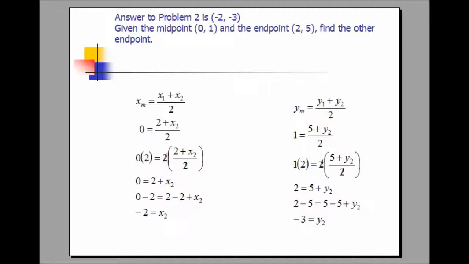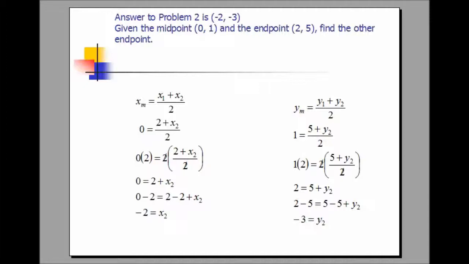We substitute into x sub m equals x sub 1 plus x sub 2 over 2. Recall that the x-coordinate of the midpoint is 0, therefore we replace x sub m with 0. The x-coordinate of the endpoint we know is 2. Let's replace x sub 1 with 2. We now have the expression 0 equals 2 plus x sub 2 over 2.